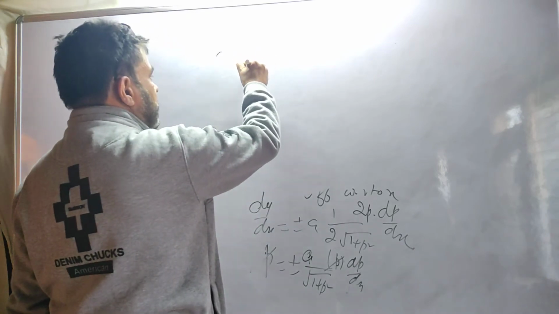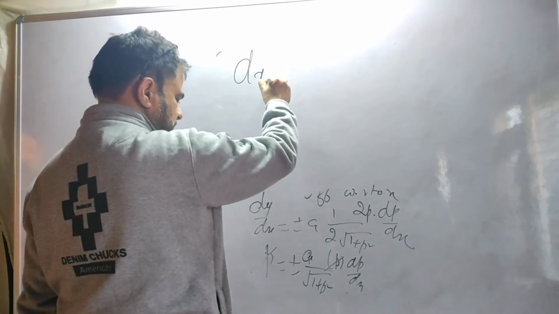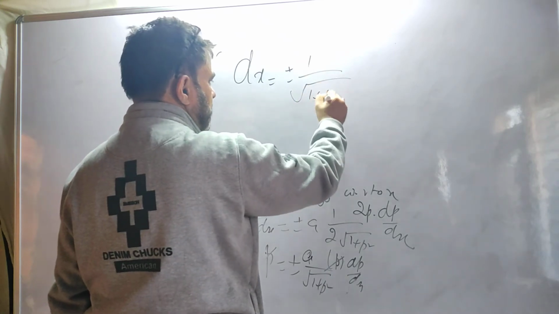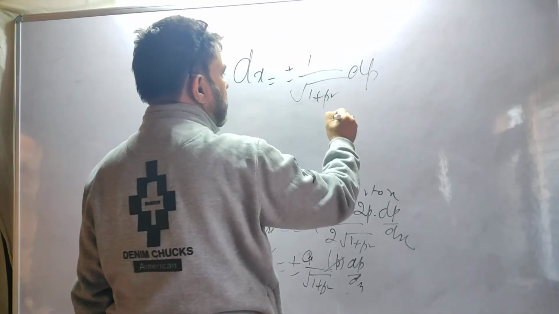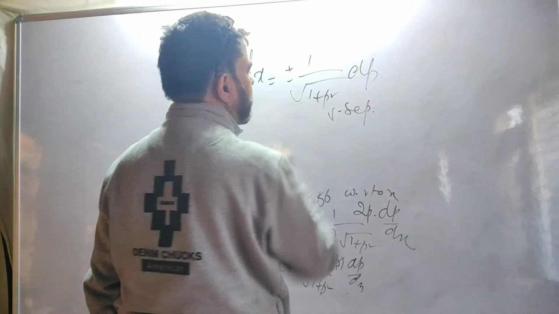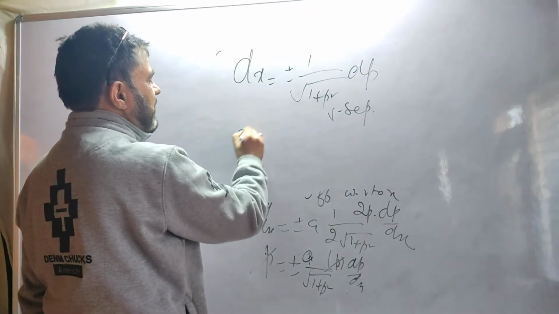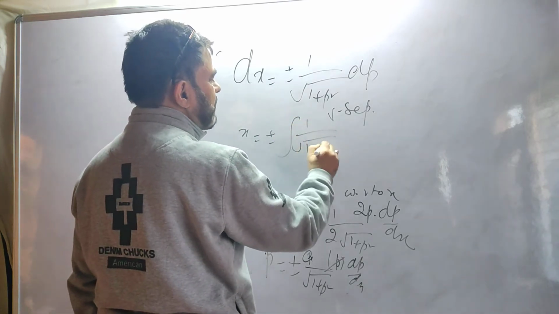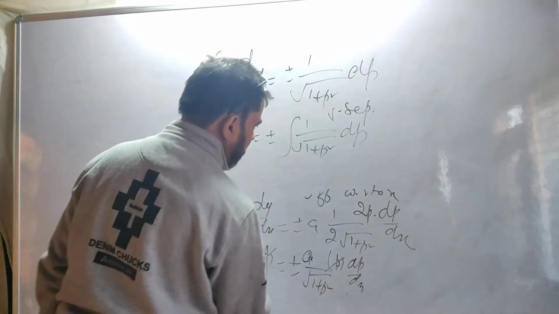You can write your dx is plus minus 1 by under root of dp. So variables got separated. So you write integral, it is x is equal to plus minus integral of 1 by under root of 1 plus p square dp. You have here two methods.